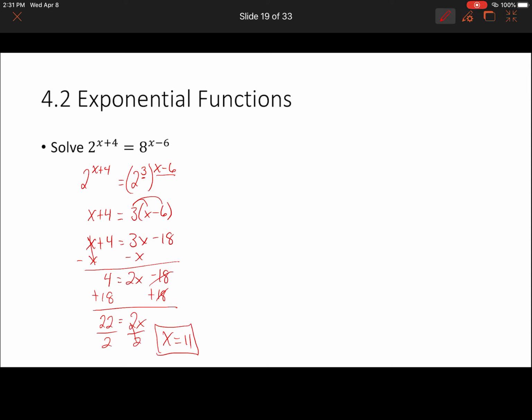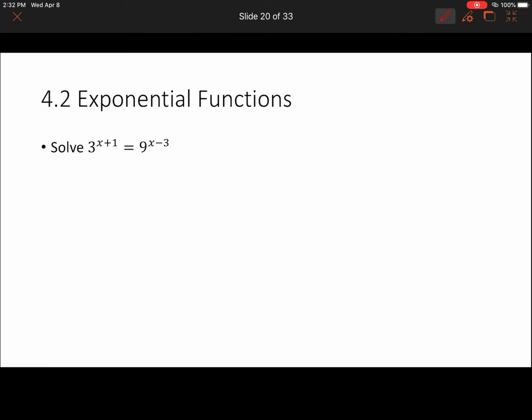And so again, not a lot to it if you know how to get that base of 8 to be a base of 2, and it's just changing that to 2 cubed, still raising that to the x minus 6 power. If you have any questions about that one, again, please let me know. Now, on this last one, I want you to try this one on your own. So I'll give you about 3 seconds to pause the video.